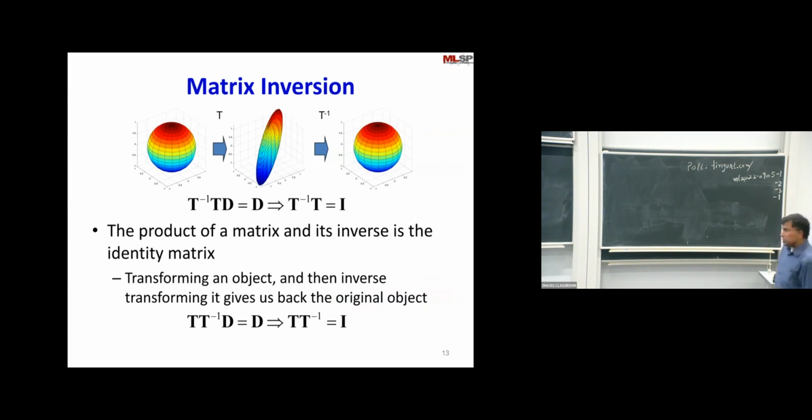So what does it mean? What is the net operation? What happened when I performed the one after the other? Identity, nothing happened, right? So T converted the sphere to an ellipsoid. T inverse converted the ellipsoid back to a sphere. So T inverse times T must be an identity matrix, right? Does this necessarily mean that T times T inverse is an identity matrix?